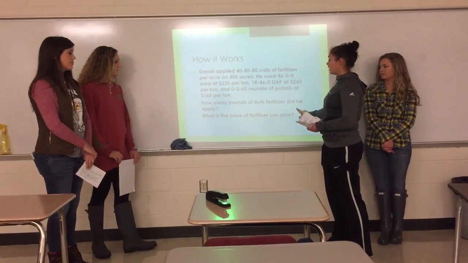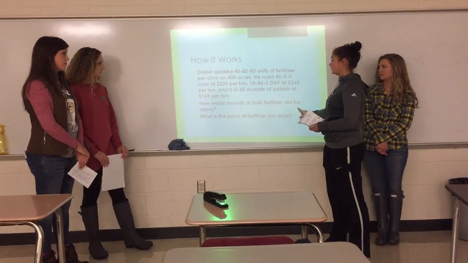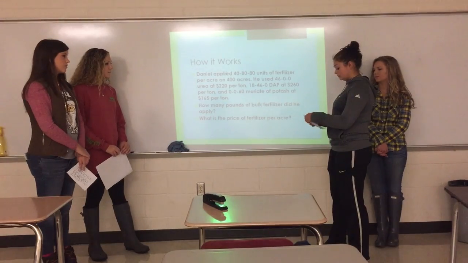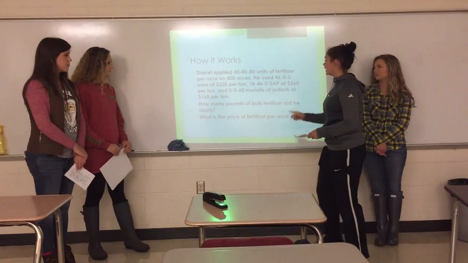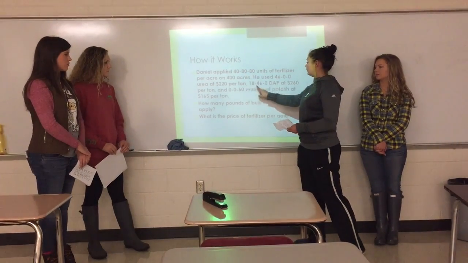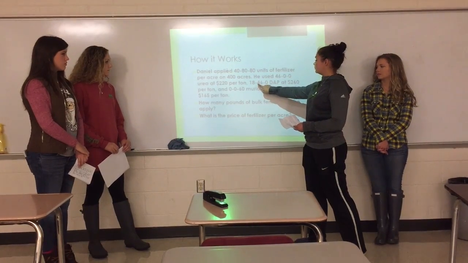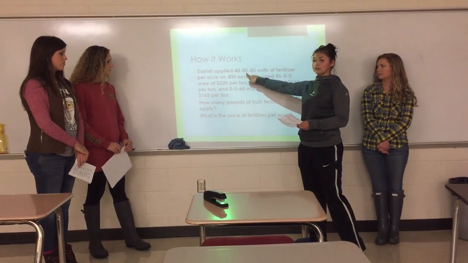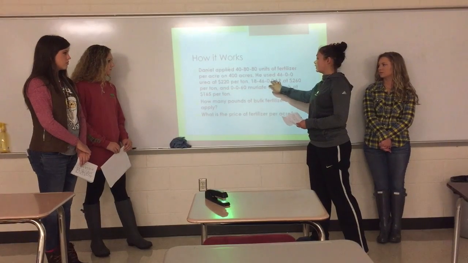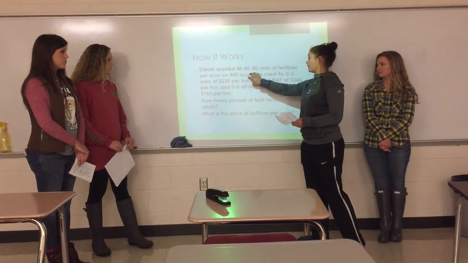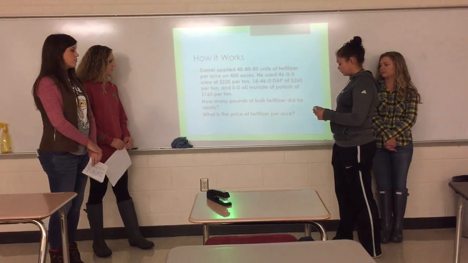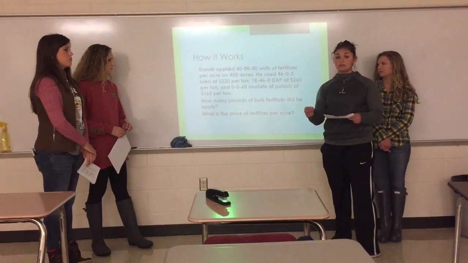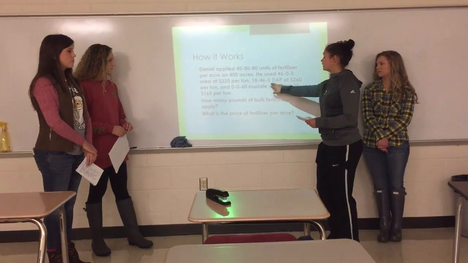But the first question we have is how many pounds of bulk fertilizer did he apply? So to first calculate this, you're going to take the 80 units that you need of DAP and divide by this percentage, so you know how much DAP you're going to use in this overall amount. After you do that, you get your answer of 174 pounds. And that's how much DAP you're going to use.